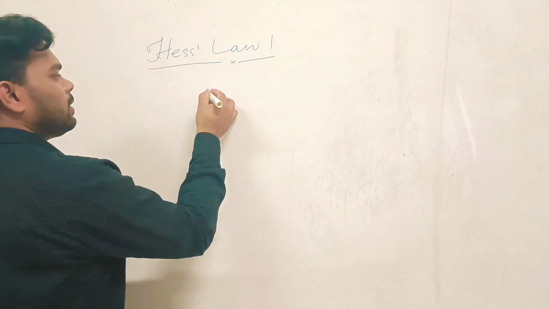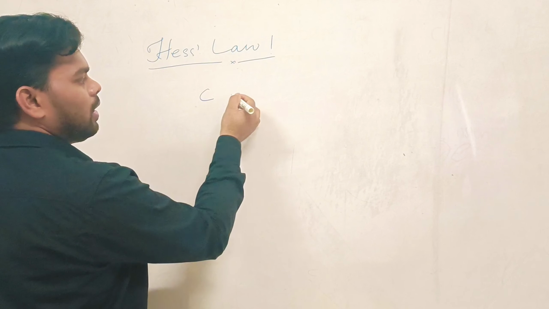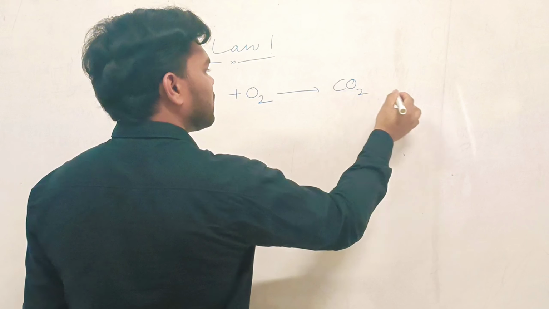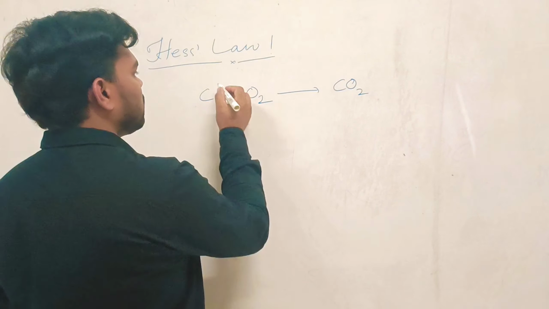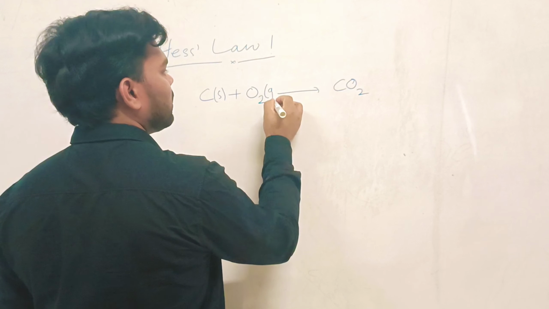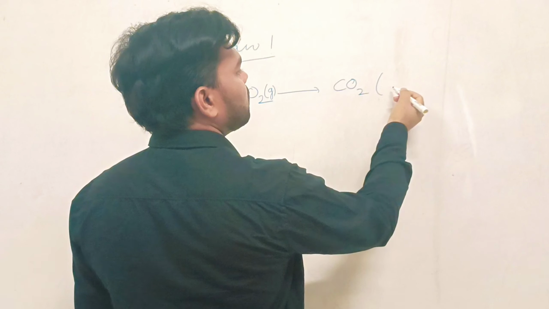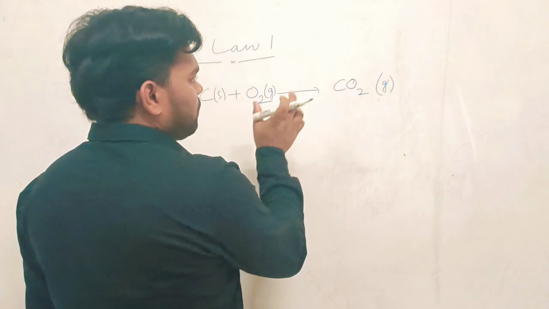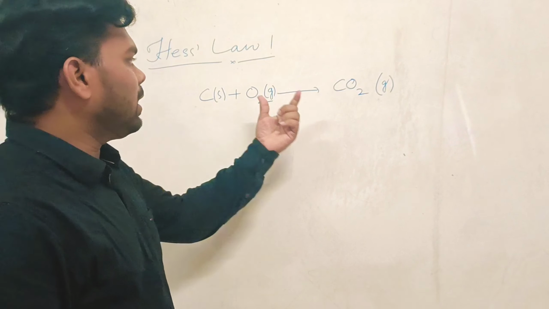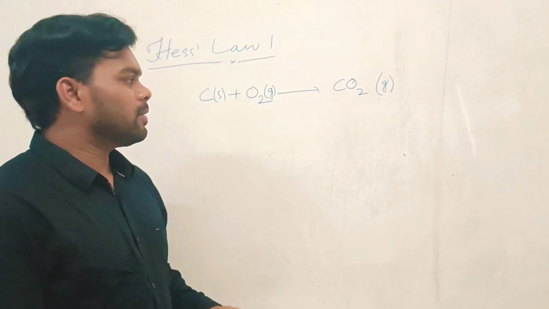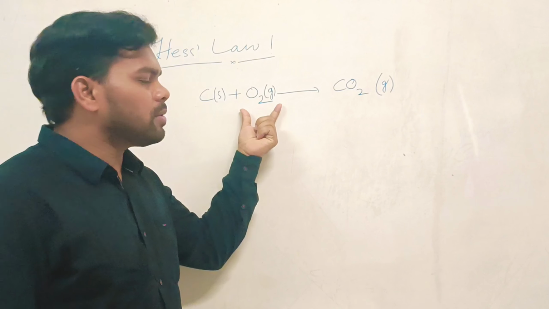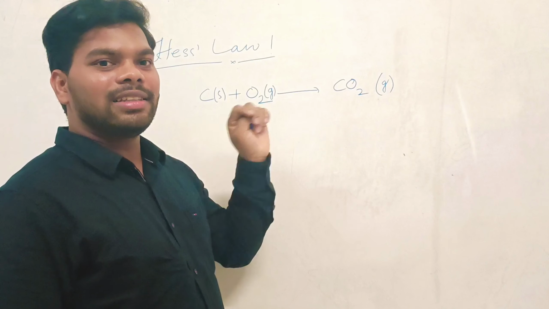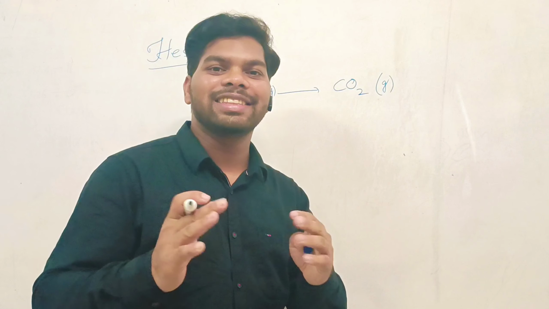Well, let's say this is carbon, and when it reacts with oxygen, it produces carbon dioxide. Carbon is in the solid state, oxygen is a gas in its standard state, and carbon dioxide is also a gas. So for the formation of carbon dioxide, what is the amount of energy released when we burn carbon in the presence of oxygen? How much energy is released? That energy is also called enthalpy.